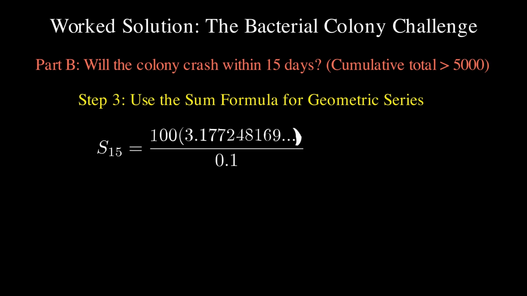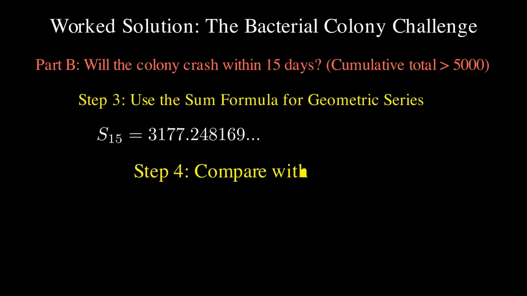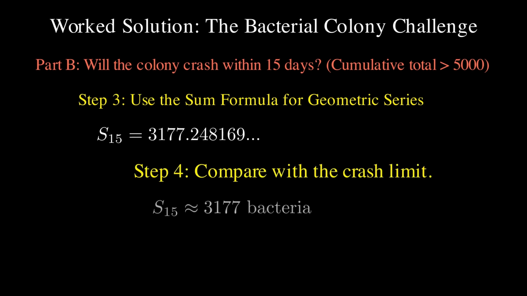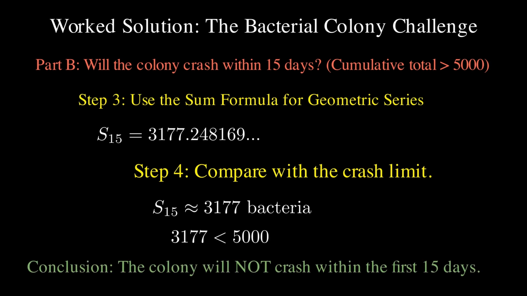Using our GDC, we finally get S15 is equal to 3,177.248169. Again, rounding this to the nearest whole number, the cumulative total after 15 days is approximately 3,177 bacteria. Now, comparing this with the crash limit, it does not exceed 5,000, which means that the colony will not crash within the first 15 days.